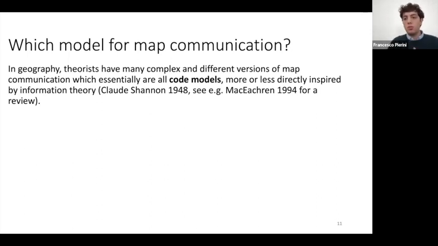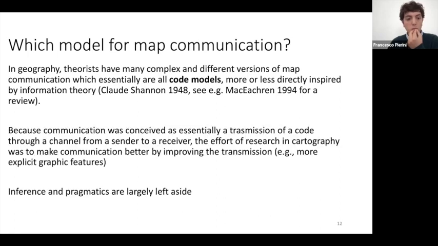If you look at geography or at theoretical studies, more or less we find versions of essentially code models that are more or less inspired by information theory. For a review, you can read MacEachren in 1994. What do I mean by code model? Essentially, communication is conceived as a transmission of a code through a channel from a sender to a receiver in a way that is very much explicit. So the effort in this research was basically to make cartography better by improving the transmission of the code itself, because that was the model being used. And inference and pragmatics were largely left aside.